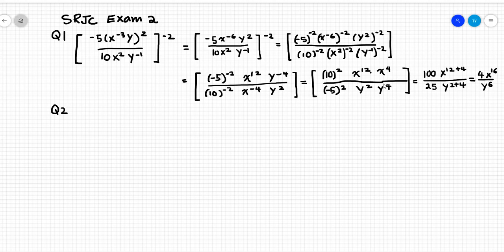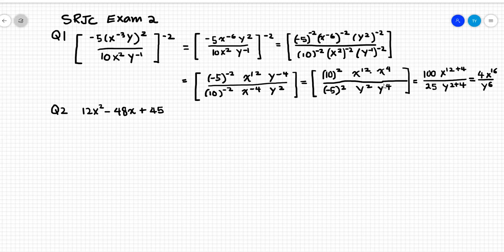So the next question was: factor the following polynomial completely. Now remember, completely means that everything has to be broken down into the simplest form, right? So here I have 12x squared minus 48x plus 45.